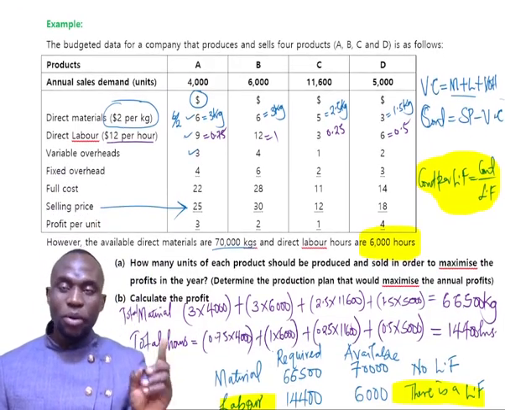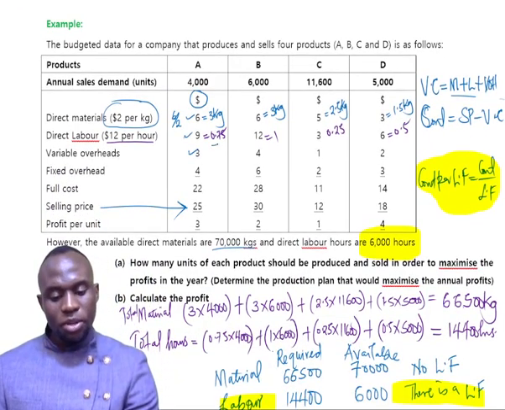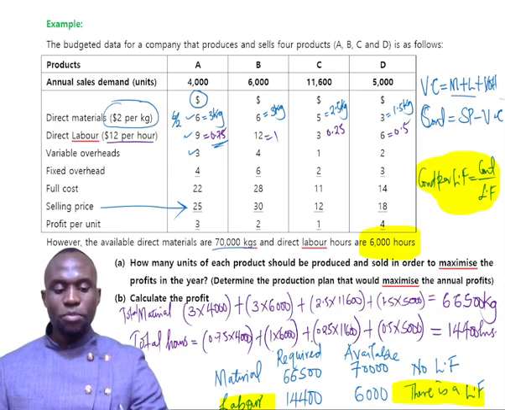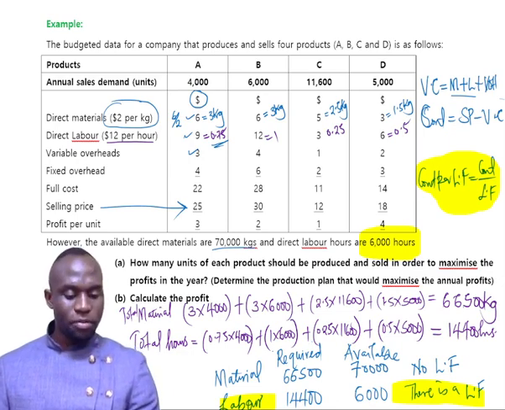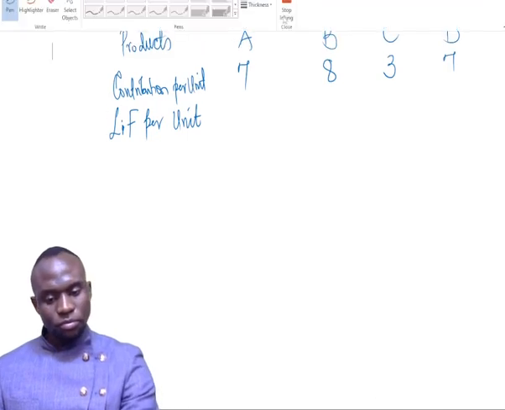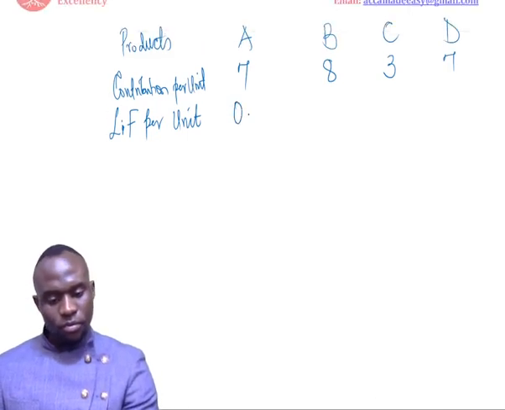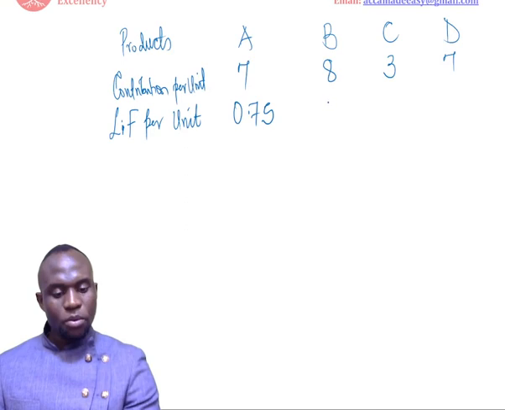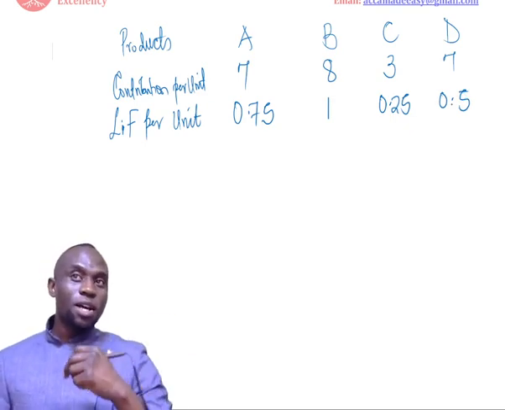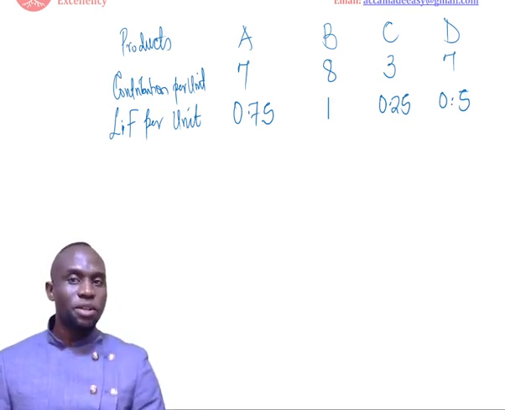Now to produce 1 unit of A, we need 0.75. So we are going to take 0.75, 1, 0.25, and 0.5. Now that is the usage of the scarce resource to produce 1 unit.